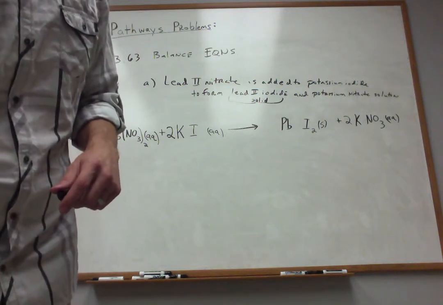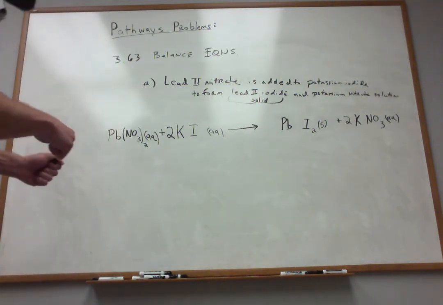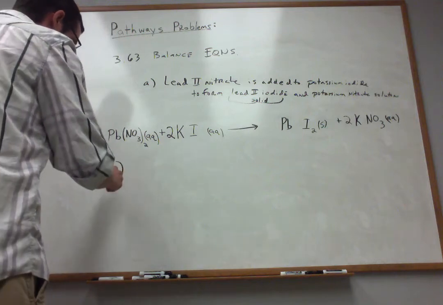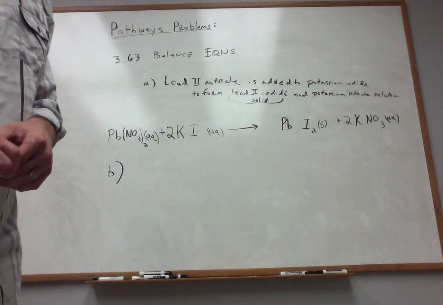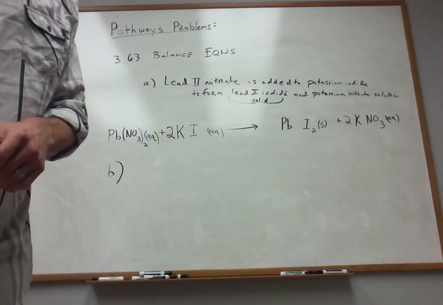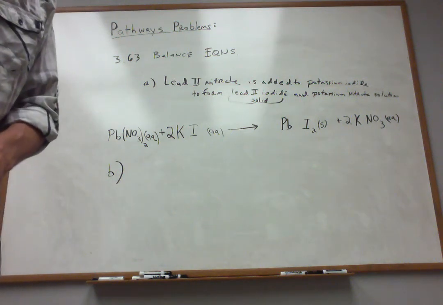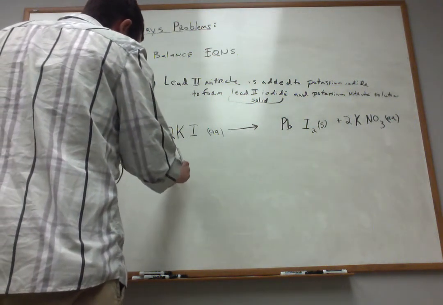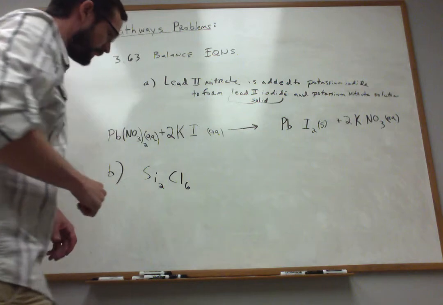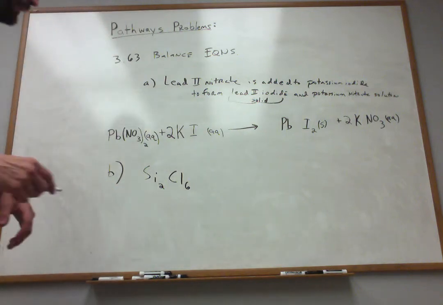Maybe I'll work through one more real fast here. I know the video is getting long because I feel like there's a lot to explain, but I'll let you see one more here from 363. Part B reads liquid disilicon hexachloride. Disilicon hexachloride. And they said it was a liquid.